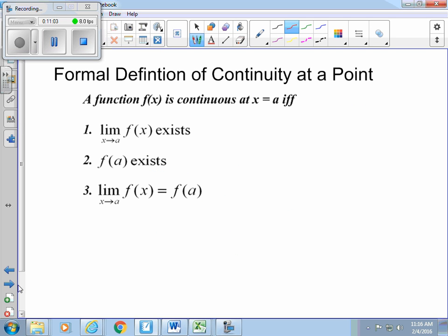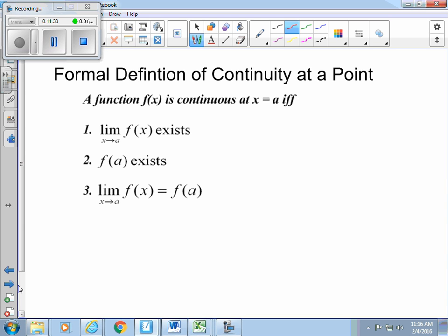Okay, this is the official definition. You came up with it with a little prompting from me. But a function f of x is continuous at x equals a if and only if the limit exists, f of a exists, and they're the same. Okay? This is what we are learning about today and tomorrow, continuity. And this is our formal definition of continuity.